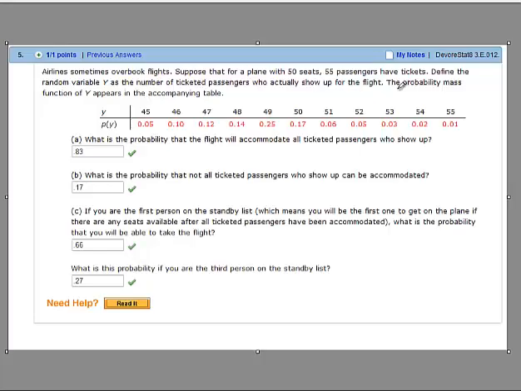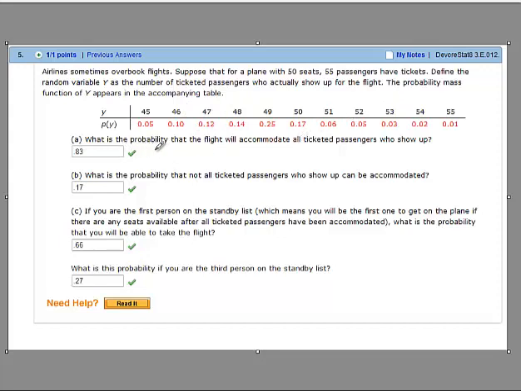For Chapter 3, I've chosen several problems. The first one I'm going to look at is problem number 5. Problem number 5 gives you an airplane, 50 seats, 55 tickets sold, of course. And here's the probability that 45 people show up, that 46 people show up, 47, and so forth.